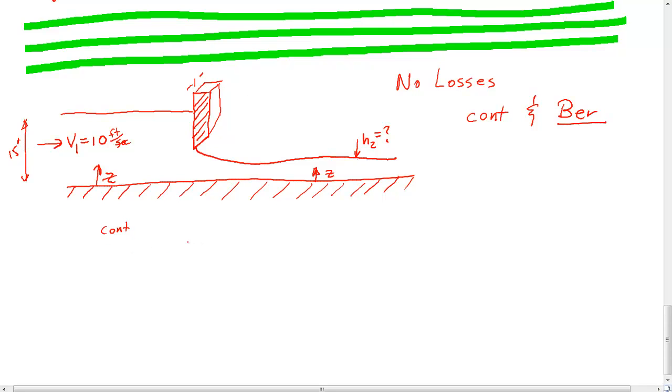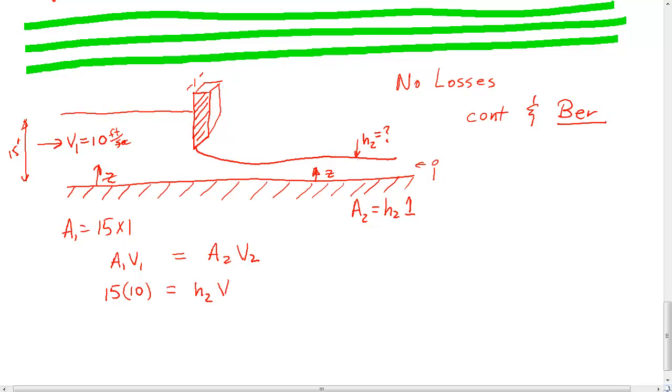So continuity would tell you that if you were standing back here and looking over this direction, you'd see a square that was the area over here, in other words, would be h2 times 1. The area over here would be 15 by 1 because it's 15 high. And so A1 V1 is equal to A2 V2. But A1 is 15, V1's 10, A2 is h2, and V2, I don't know what V2 is either. But I do know that if I multiply them together, they're going to have to be 150. So now I'm sort of stuck. I have to turn around now and head off for Bernoulli's equation.